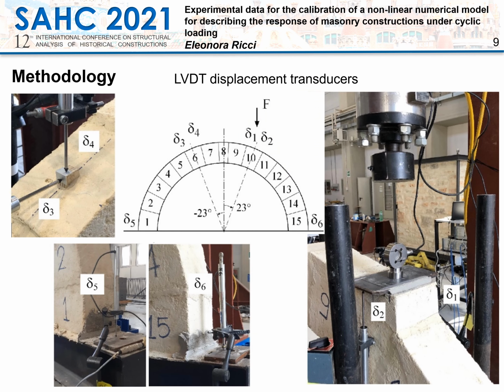6 LVDT displacement transducers were positioned on the arch as shown in the slide. Transducers number 1 and 2 were put on both sides of the voussoir number 10, where the load was applied, measuring vertical displacements. Transducers number 3 and 4 were put on a symmetrical position with respect to the load application point, to measure both horizontal and vertical displacements respectively. Transducers number 5 and 6 were used to monitor eventual vertical rigid displacements of the beam supporting the arch.